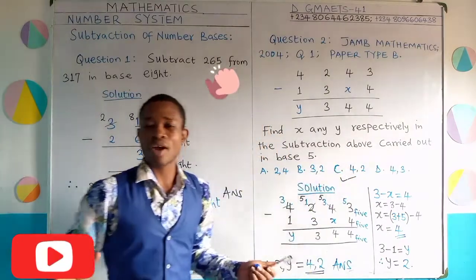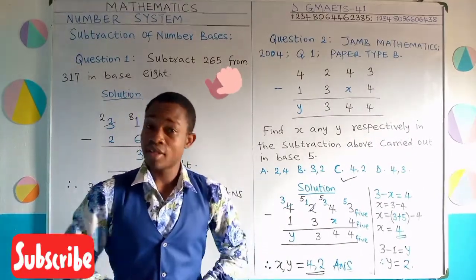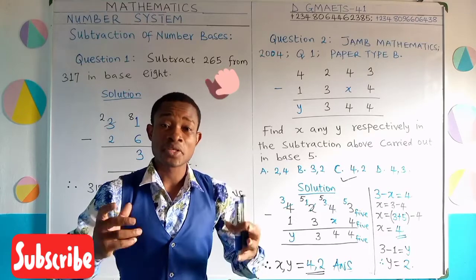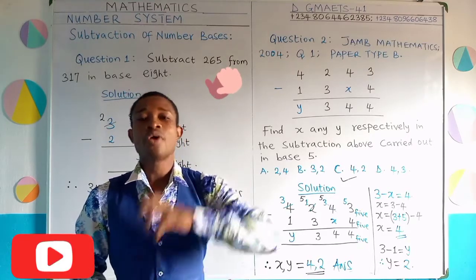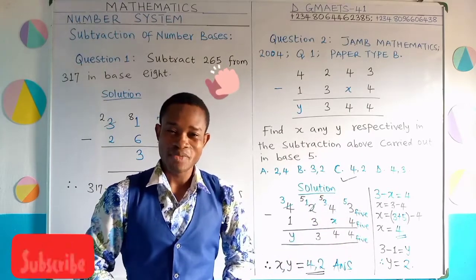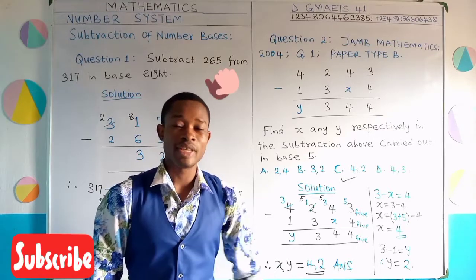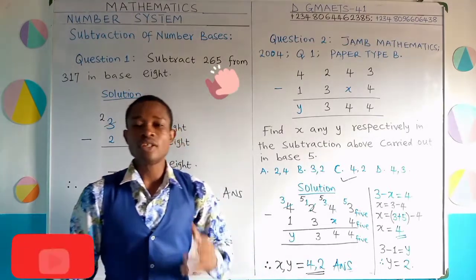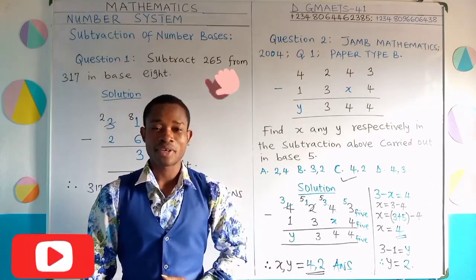So this is how we carry out subtraction in number bases. You can see clearly that it's very simple. All you need as a secret is to remember, when you borrow, what you are adding to the place value you are working with is a bundle, which is the same as the base in which the calculation is being done. We shall now look at how to do multiplication of number bases.